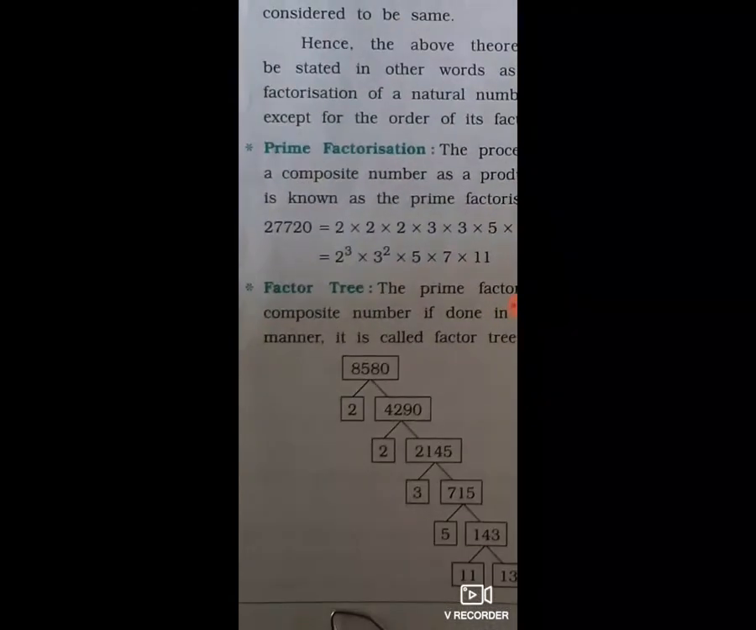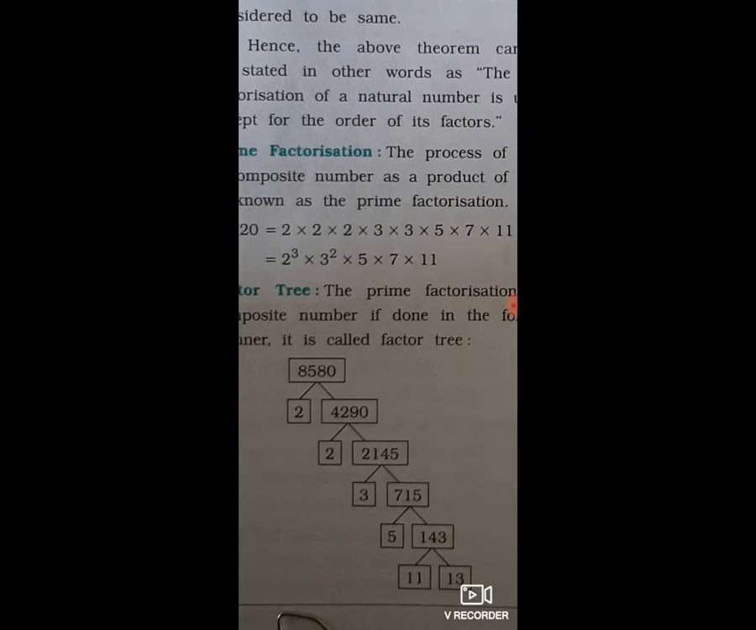Factor tree. The prime factorization of a composite number is done in the following manner. It is called the factor tree. Here, let's see the factors of 8,580. Okay, let's see. We factorize 8,580.